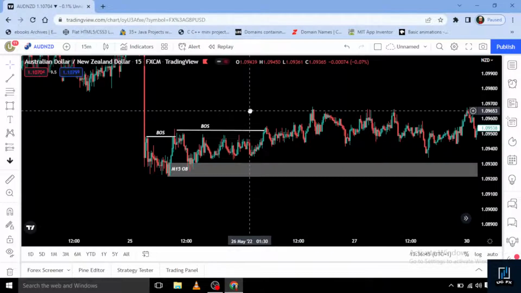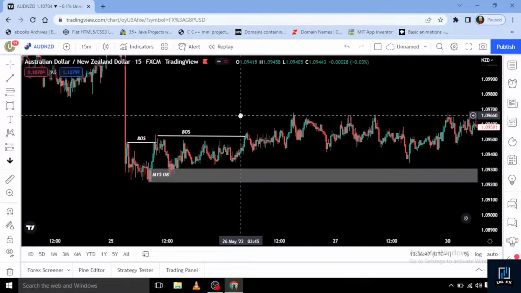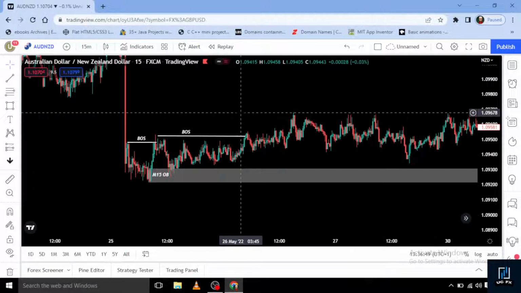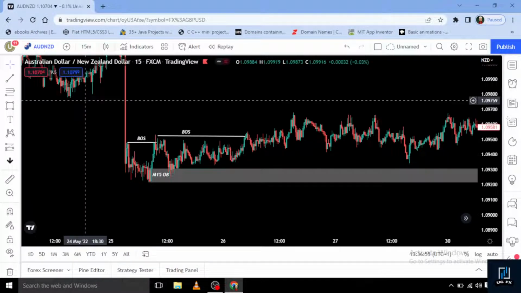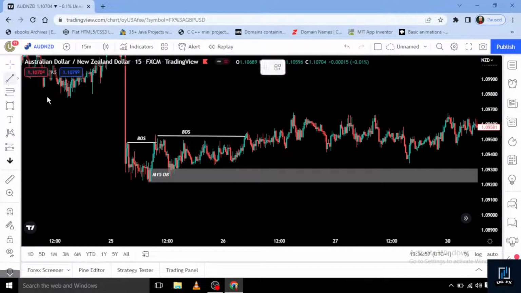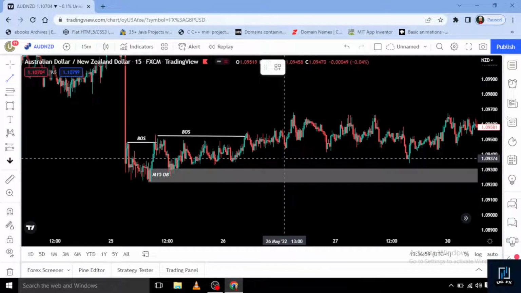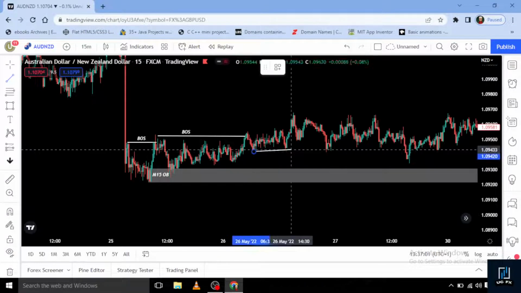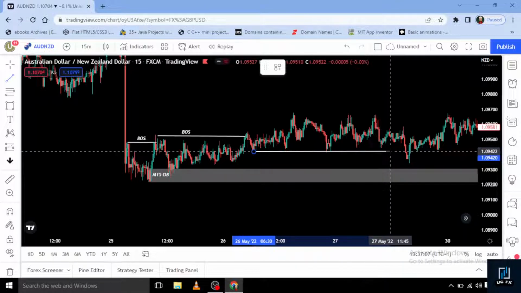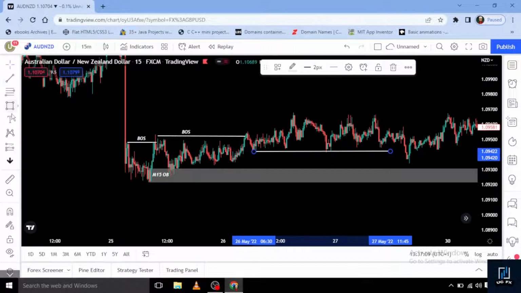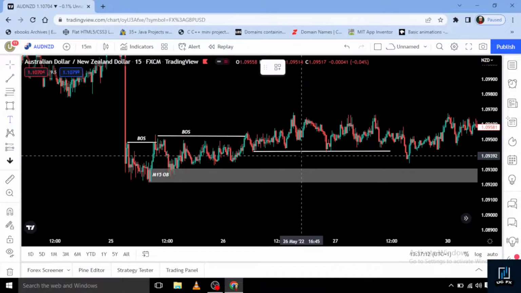So what next? What are we looking for? We need to wait for a return to our order block. And before price does that, we need to see liquidity being grabbed. So here we have our liquidity in form of equal lows. You would agree with me that we have liquidity right here. So this is our liquidity in form of equal lows.